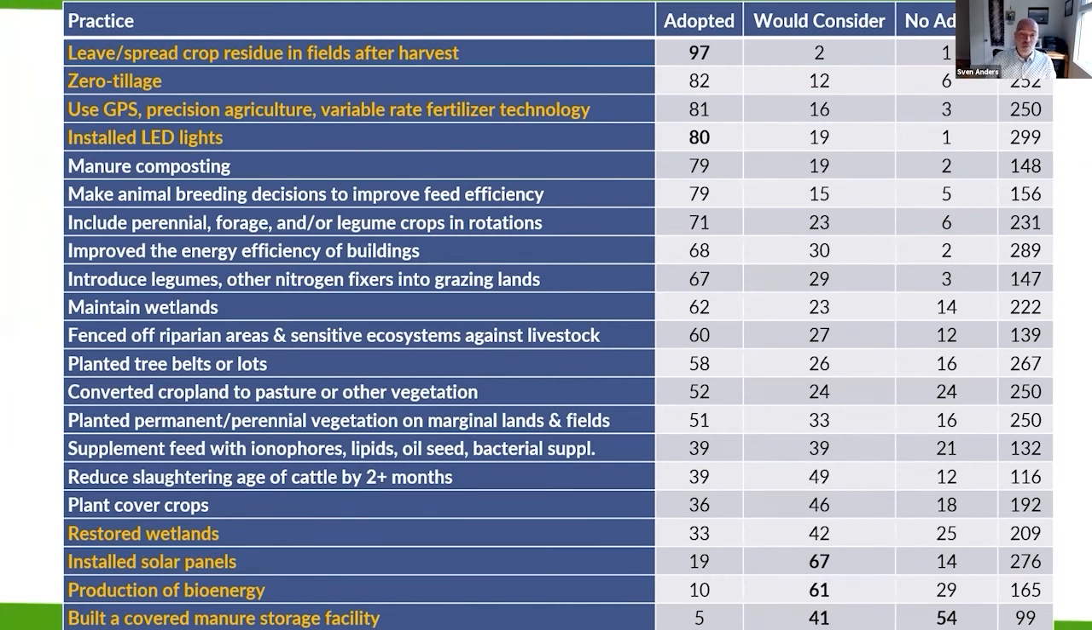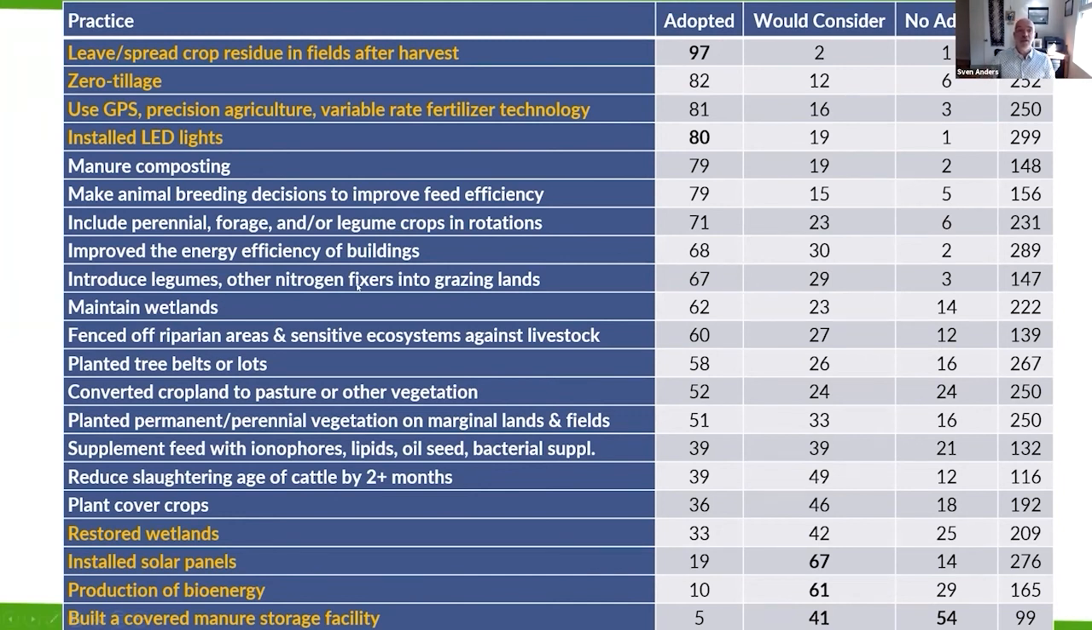When we go to the bottom, we see things that are known to be beneficial in terms of adaptation or adoption, but they're also much more costly. Restoration of wetlands, installing solar panels, production of bioenergy using manure and crop residues, or building a covered manure storage facility to mitigate nitrous oxides and methane emissions and so on. These can be multi-million-dollar projects in form, and hence it is surprising that about a third of the farmers or a quarter of the farmers that responded to this question actually indicated a willingness to do it.